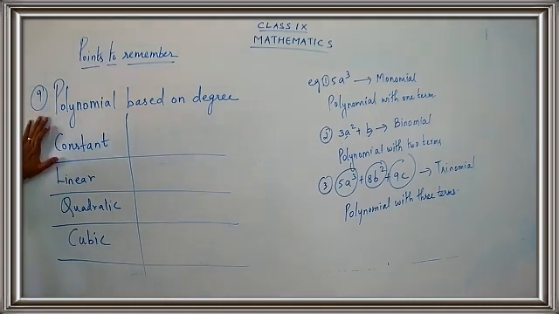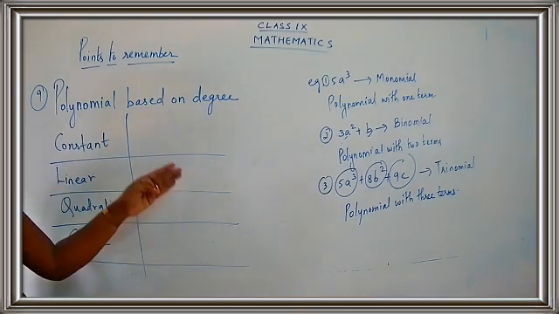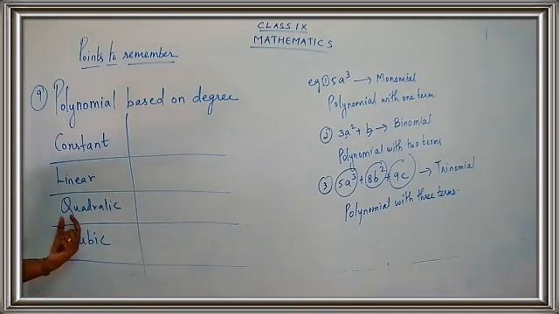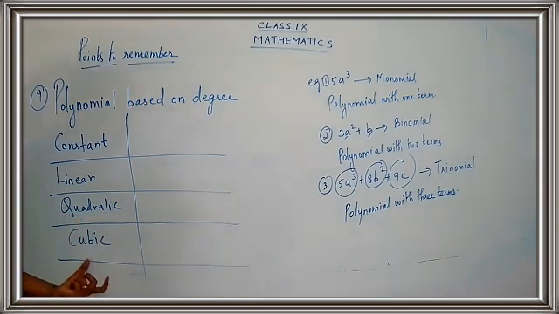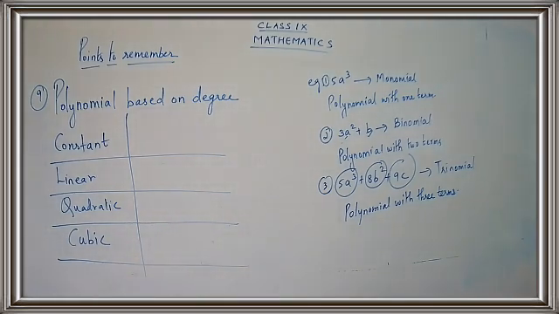The first one is a constant polynomial. The next one is a linear polynomial. The next one is a quadratic polynomial. How to read this? Quadratic. Have you studied quadrants? We have plotted a graph: first quadrant, second quadrant, third quadrant, fourth quadrant. So quadratic. Cubic. The first one is a constant polynomial, the second is a linear polynomial, the third is a quadratic polynomial, and the fourth is a cubic polynomial.